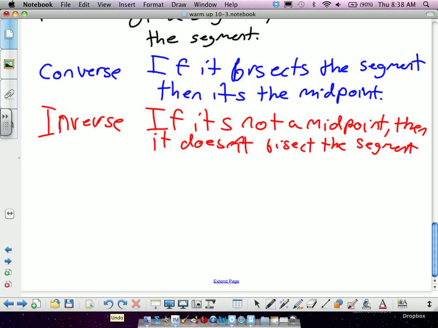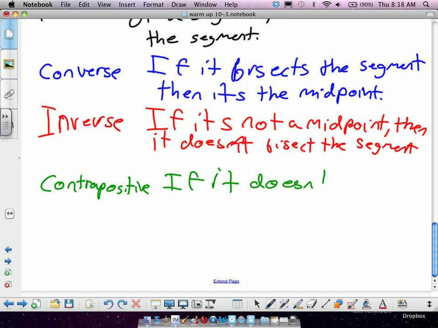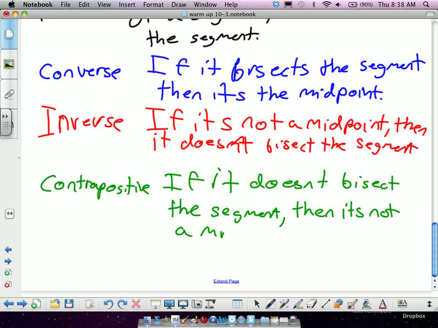Okay, contrapositive. If it doesn't bisect a segment, then it's not a midpoint. Good. If it doesn't bisect the segment, then it's not a midpoint. Okay. Good.